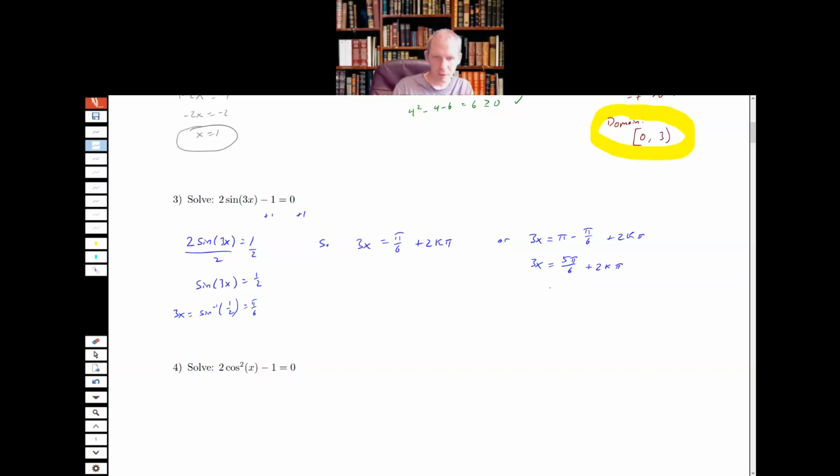Okay. So for each of these equations, I now continue solving. I'll divide by 3. So I get x equals pi over 18 plus 2/3 k pi. And for this next one, when I divide by 3, I'll get 5 pi over 18 plus 2/3 k pi, where k is any integer.